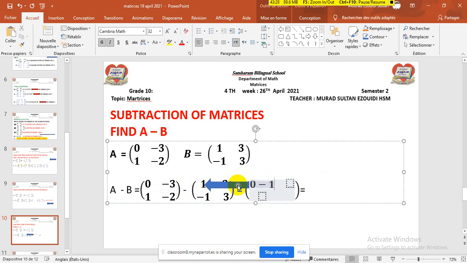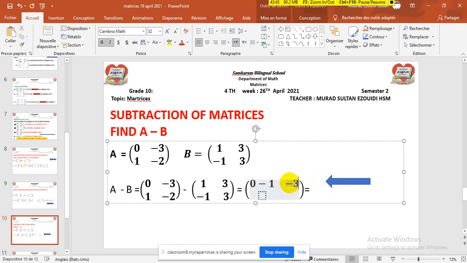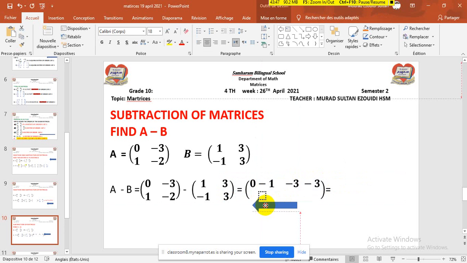Then move to the second, the first row, second column. The value of this is negative 3. I will write it here. Then I will subtract a 3, so it will be negative 3. Now we move to the second row, first column. This is 1, and this is minus 1.